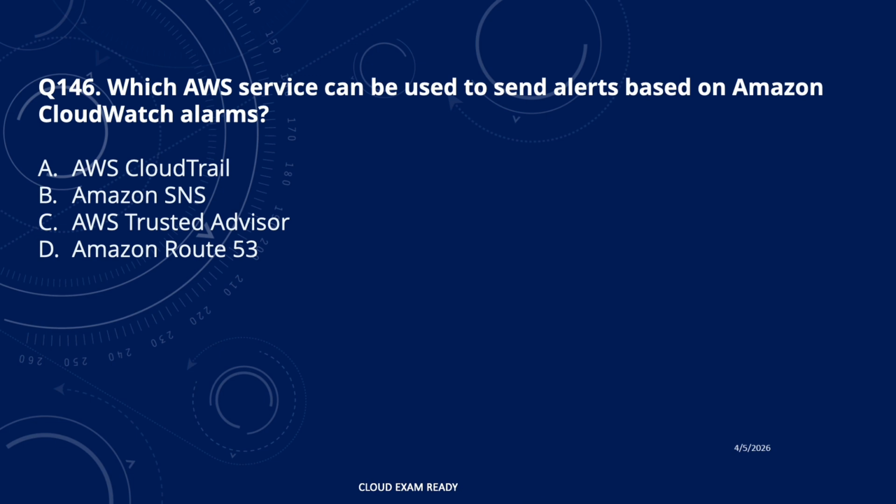Next, question number 146. Which AWS service can be used to send alerts based on Amazon CloudWatch alarms? So we have options. Option A, AWS CloudTrail. Option B, Amazon SNS. Option C, AWS Trusted Advisor. And option D, Amazon Route 53. So the correct answer here is option B, Amazon SNS, Simple Notification Service.